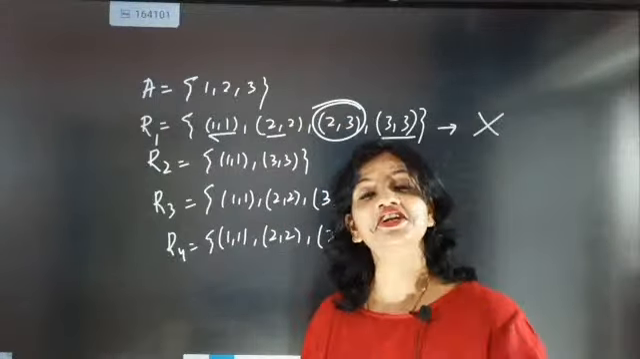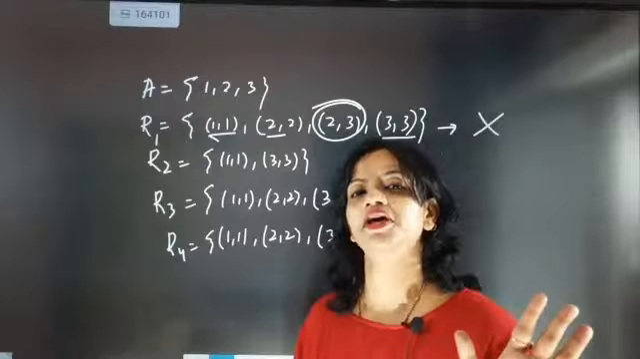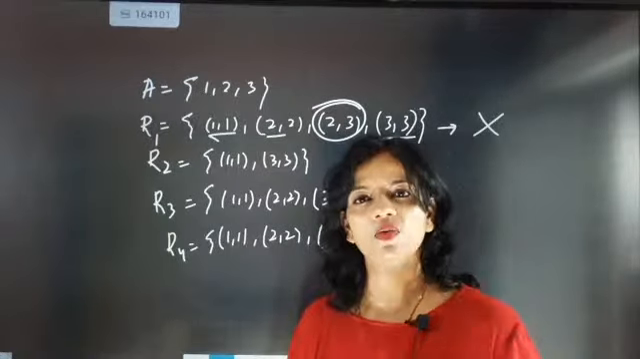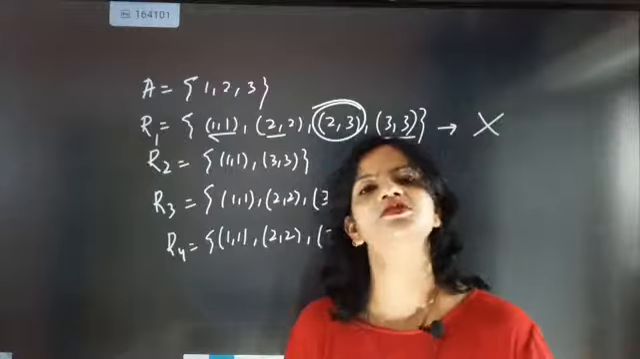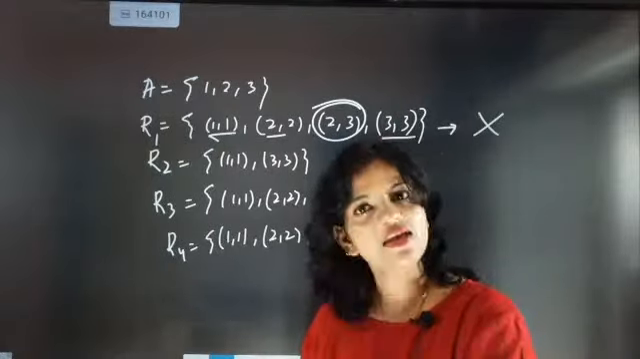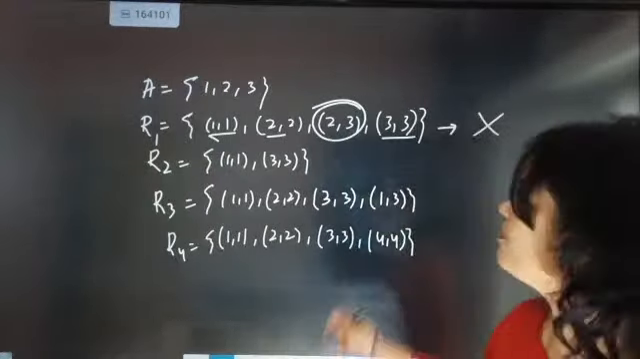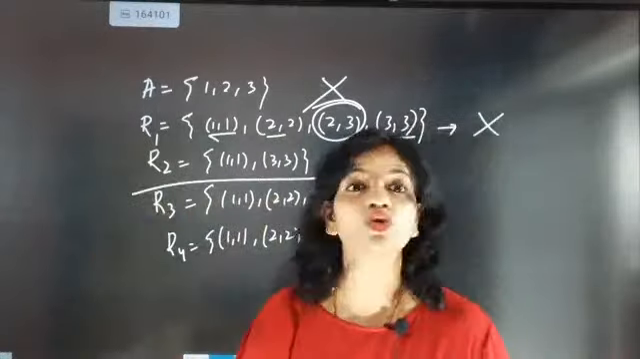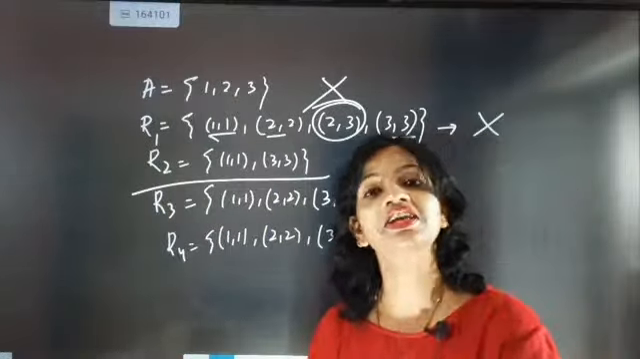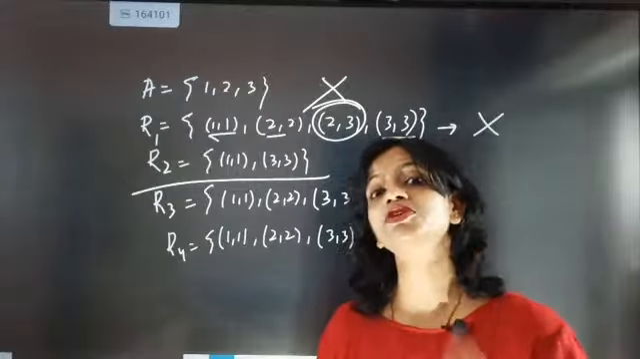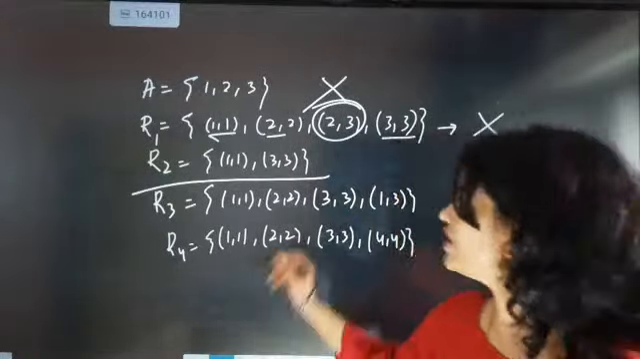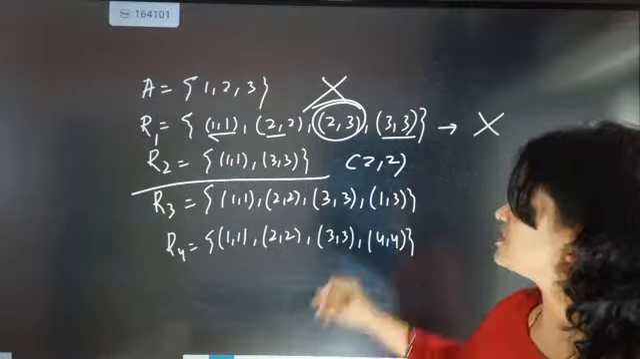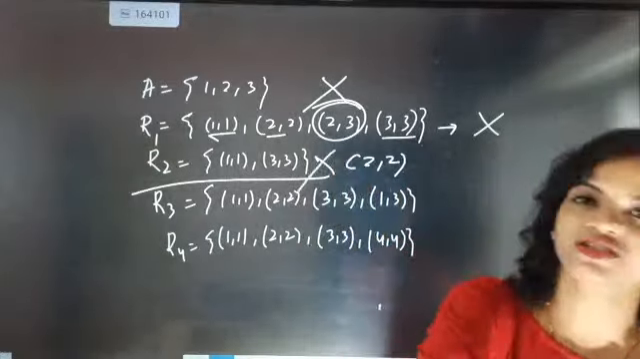Identity says that strictly only the family members should be there, each element related to itself, meaning (1,1), (2,2), (3,3). If only this is present, it is identity. If any other pair comes in, it is not an identity. And R2 is also not identity, because strictly my family member should not be missed. Which family member is missing here? (2,2) is missing. So it is not an identity relation.